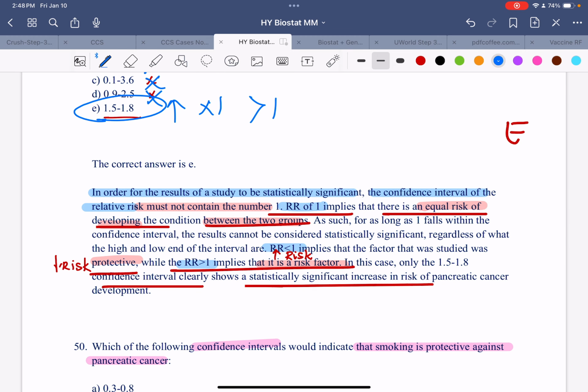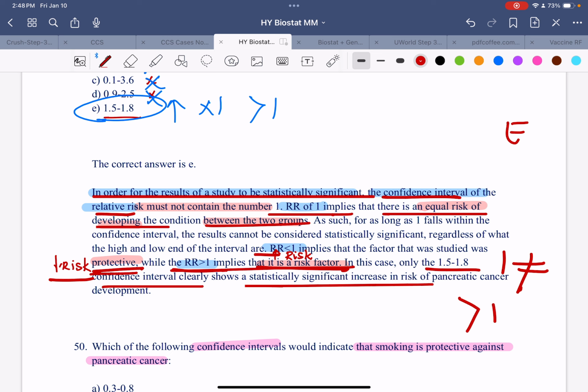So in order for the results to be statistically significant, what should the confidence interval not contain? It should not contain the relative risk value of 1. A relative risk value of 1 means that there is equal risk of developing the condition between both the groups, right? As long as relative risk is less than 1, that means this thing is protective, it decreases the risk. If the relative risk is greater than 1, it means it's a risk factor and it increases the risk. So the only correct answer over here is 1.5 to 1.8, because it does not contain the value of 1 in it, and it is also greater than 1, which means that it is possibly a risk factor, right?